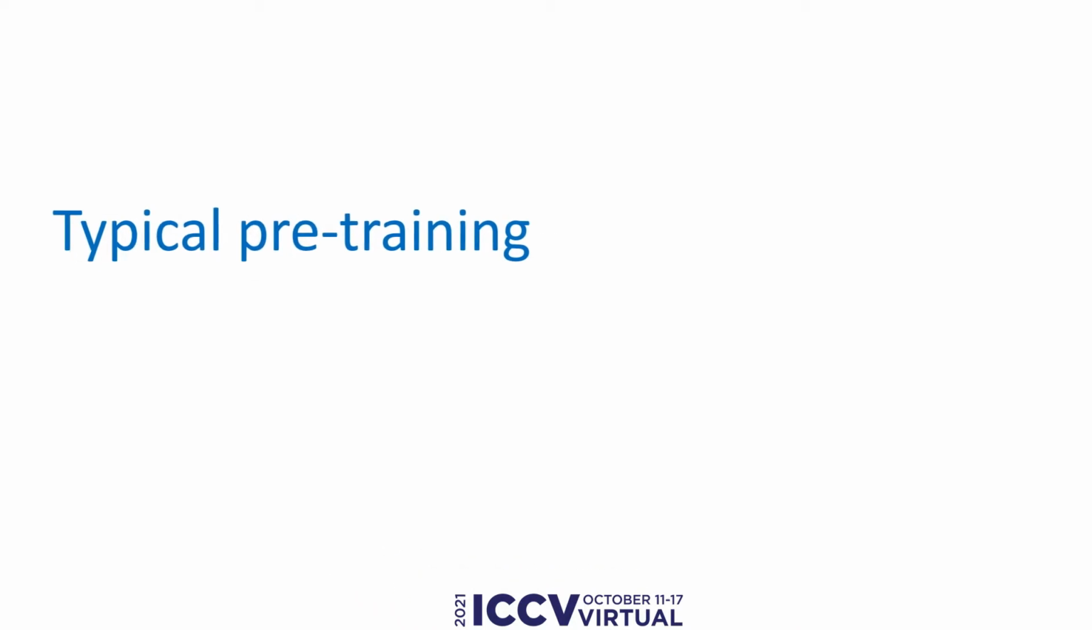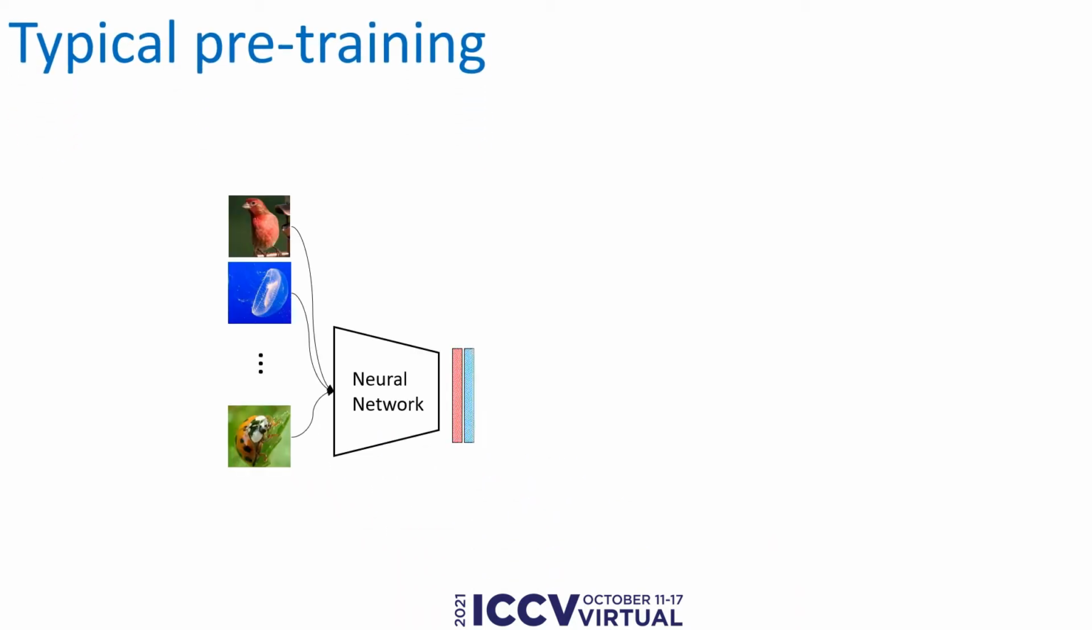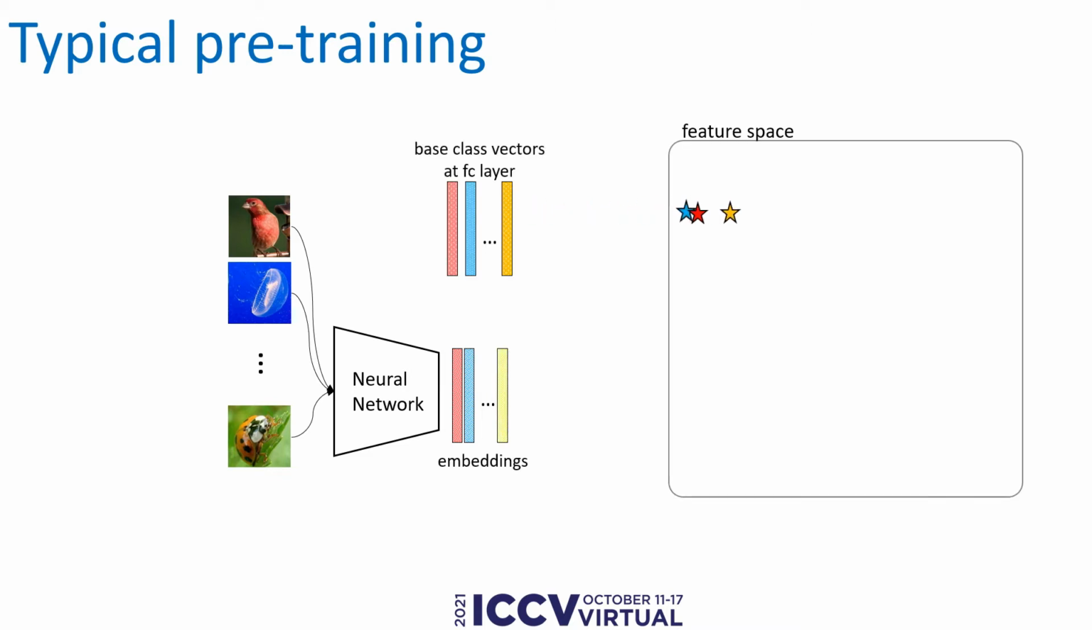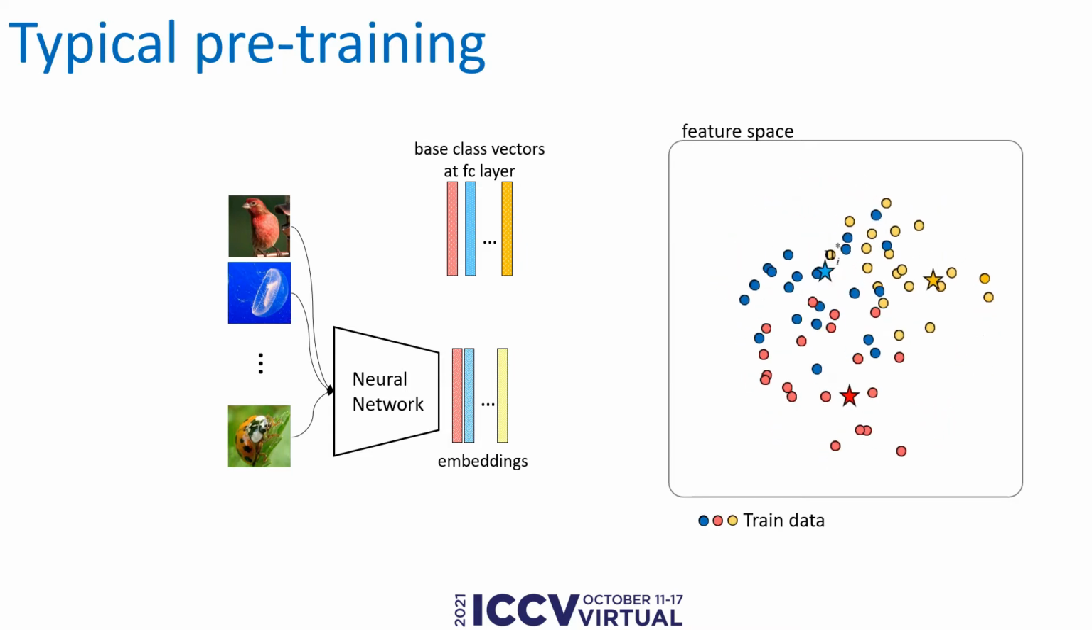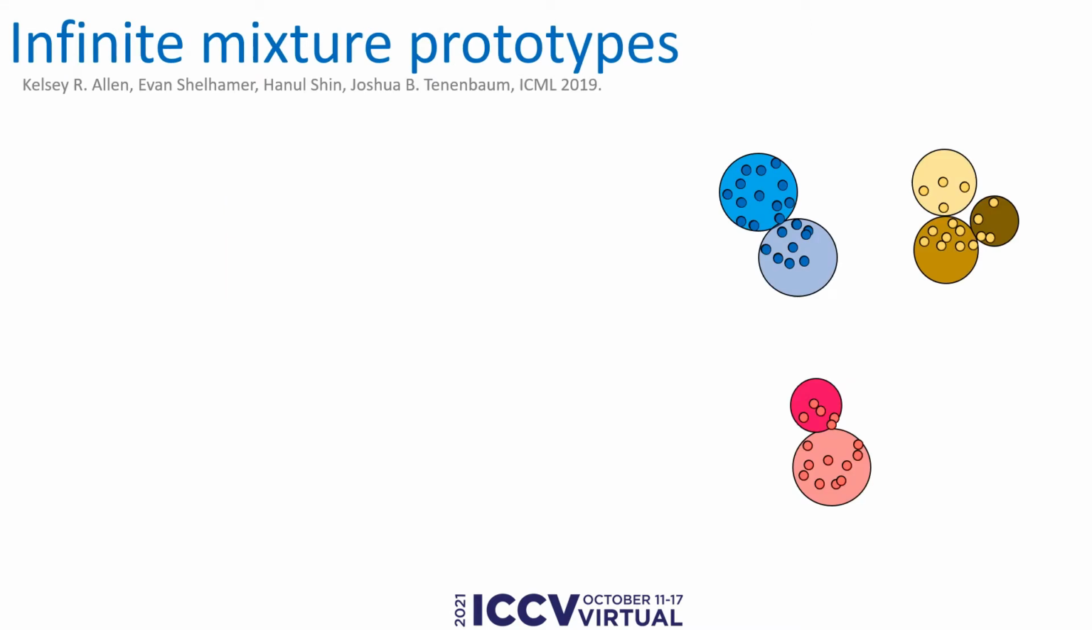Having a closer look at the typical pre-training procedure, given a batch of base classes, the network learns embeddings and aims at maximizing the distance between these vectors, which are a single learnable component per class in a fully connected or FC layer. In this case, the main assumption is that each class can be represented in a unimodal manner. Indeed, Allen et al. showed that relying on that unimodal assumption limits adaptability and proposed infinite mixture prototypes.